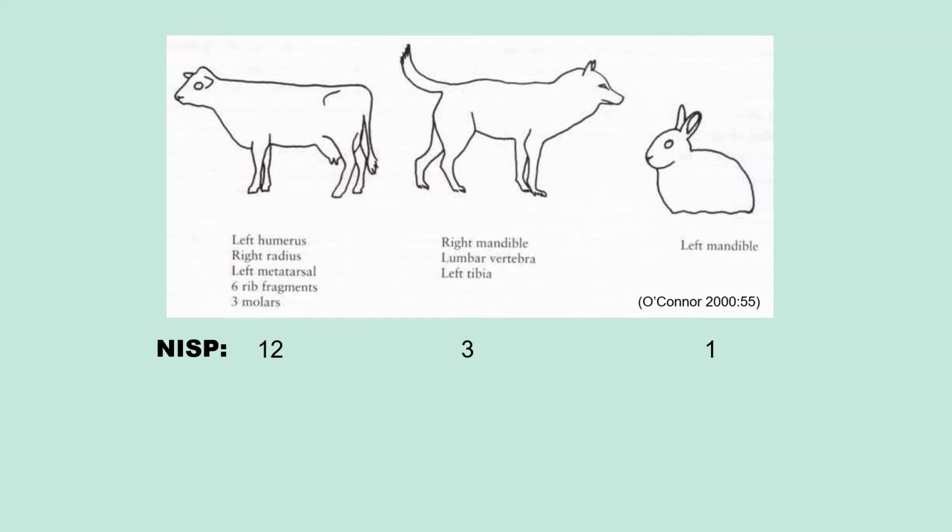However, what would be the minimum number of individuals? There must have been at least how many rabbits? There must have been at least how many wolves? There must have been at least how many cows? Well, let's see, only 1 bone for the rabbit, so there must have been at least 1 rabbit. Well, the highest number we have for the wolf is 1 of each. And how about the cow? The MNI for each of these is 1.